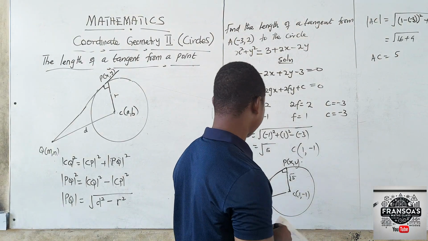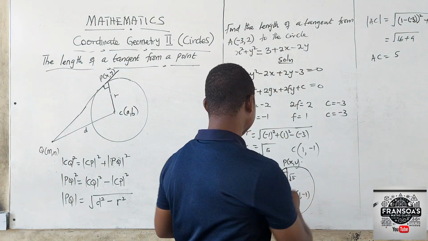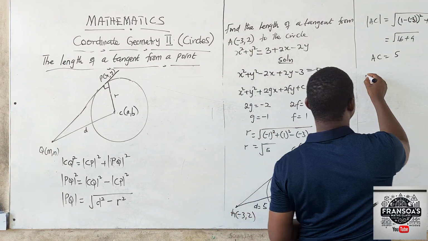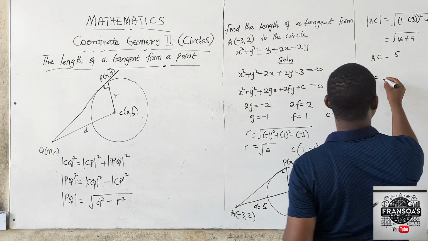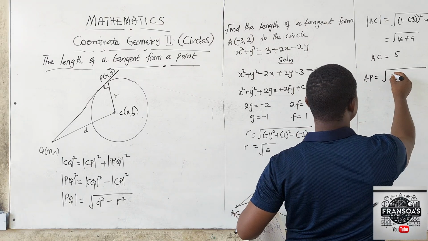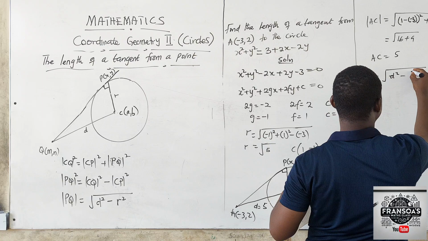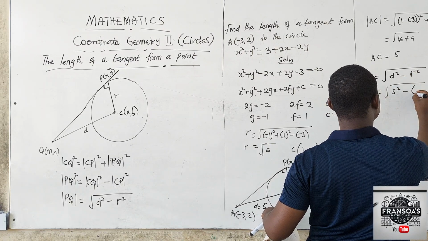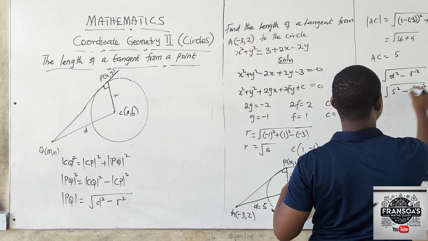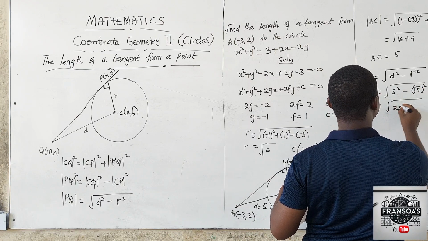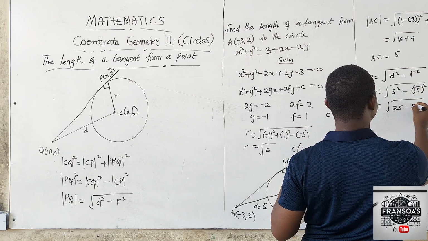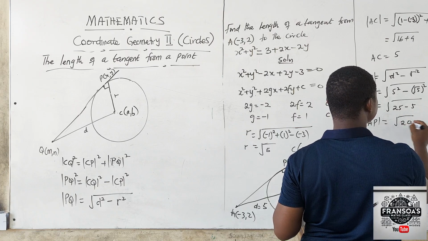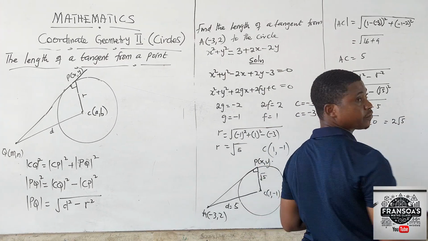Having our D to be 5 and our R to be √5, we have to find the length of AP. The length of AP is equal to the square root of D squared minus R squared. We know D is 5, so 5 squared minus √5 squared. This gives us 25 minus 5. So AP is equal to √20, which is the same as 2√5.